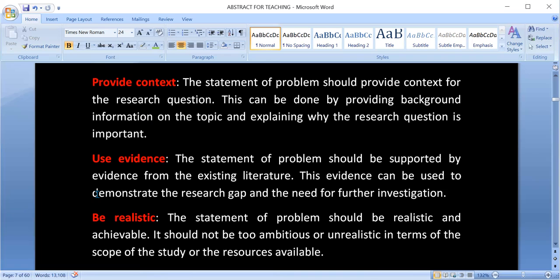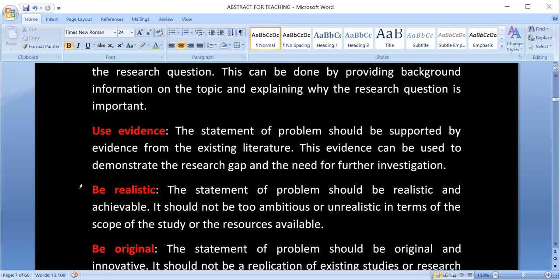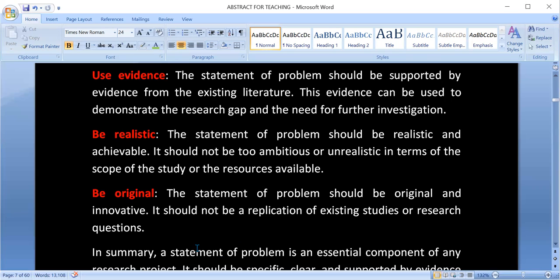Another characteristic is use evidence. The statement of the problem should be supported by evidence from existing literature. This evidence can be used to demonstrate the research gap and the need for further investigation. There is need for you to provide literature that has been done by other persons to support whatever you're writing. Then it should be realistic. The statement of problem should be realistic and achievable. It should not be too ambiguous or unrealistic in terms of the scope of the study or the resources available.